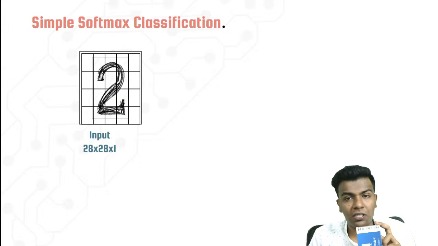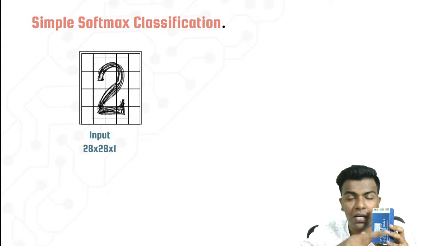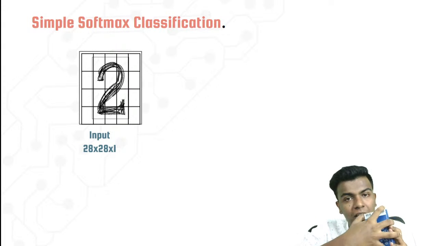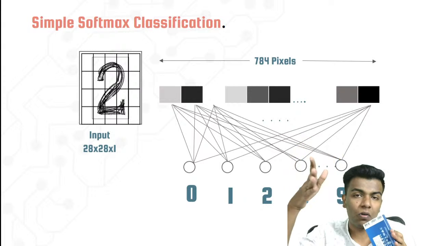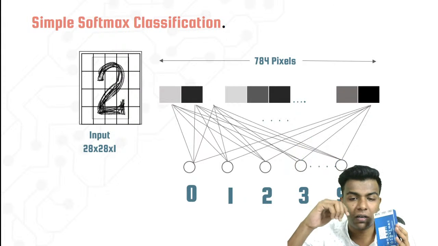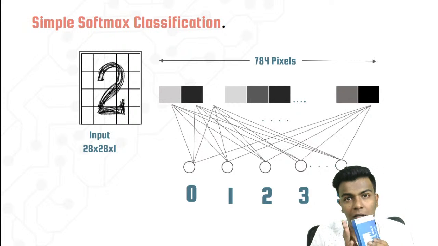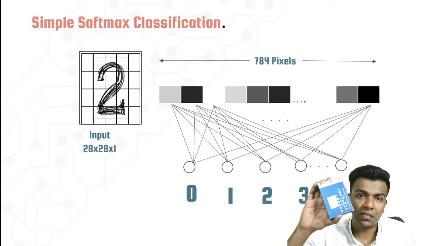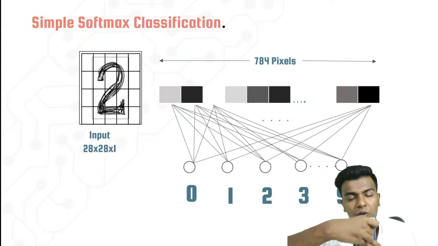So let us take this image, which is 28 cross 28, that is nothing but 28 rows and 28 columns. This is completely a matrix. On that matrix we are going to do the flattening process, which we did at the last of the fully connected layers in the convolutional neural network. Let us assume this is number 2, with 28 rows and 28 columns.